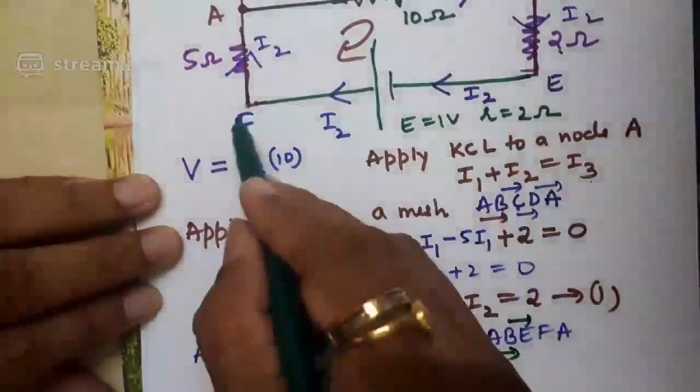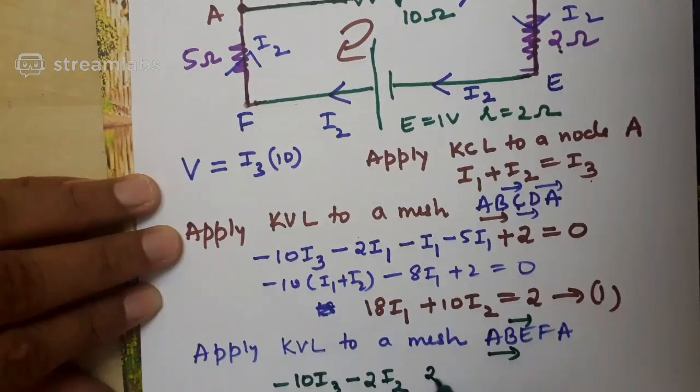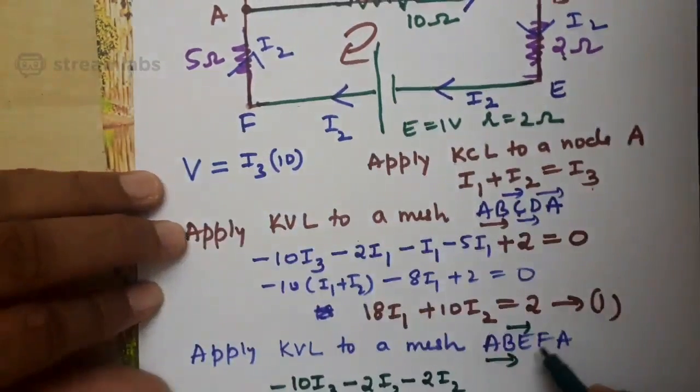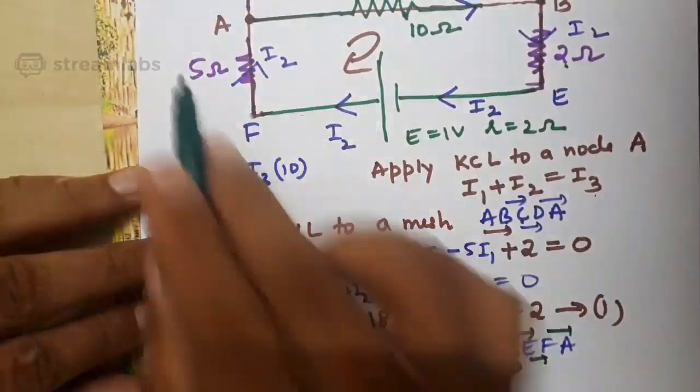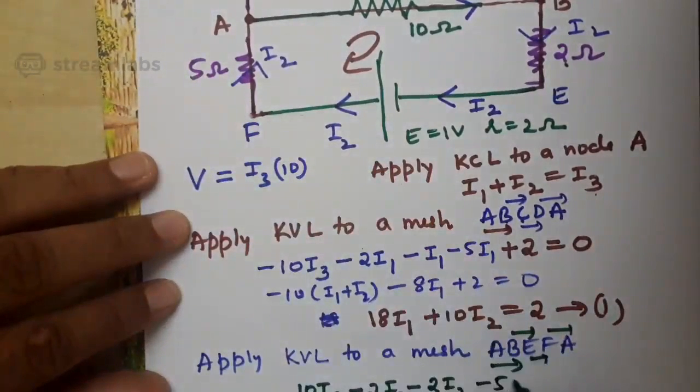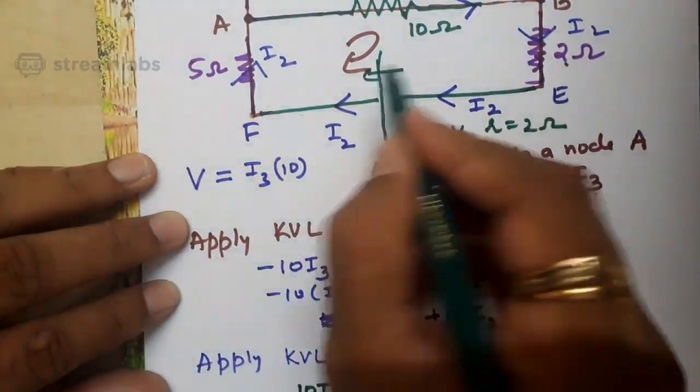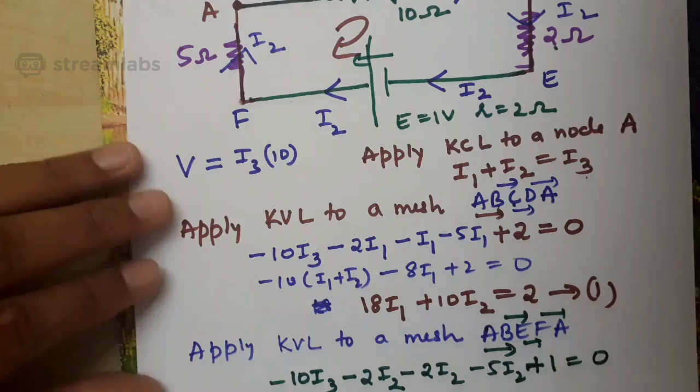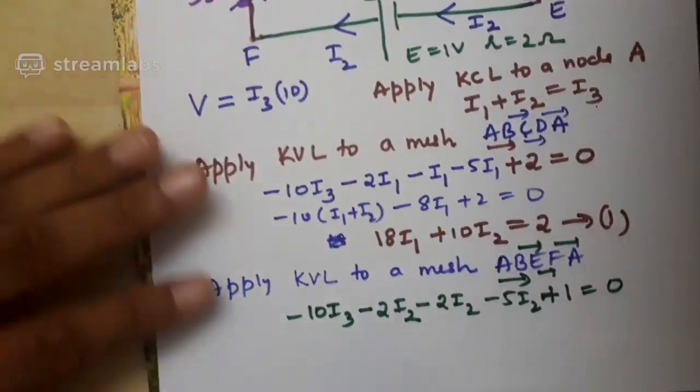Okay, next E to F. Whom do you meet? 2 ohm. What is the current? I2. Plus 2 I2 or minus? Direction of a current and direction of a traverse are same. F to A, there is a resistance, exactly 5 ohm. That is minus 5 I2 is equal to plus. When you're moving from lower to higher potential, equal to 0. I think you understood.